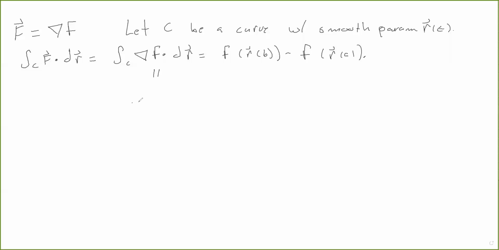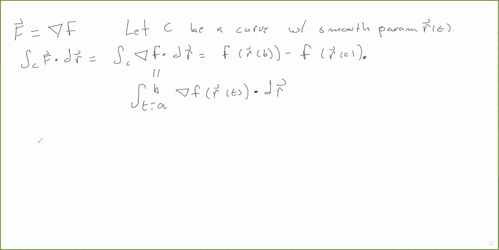And it looks even more like that when you consider that the way we compute this is the integral from t equals a to b of the gradient of f evaluated at r of t dotted with dr. So it's like the variable of integration is r, and then this is f prime. So an antiderivative of f prime is just going to be f. So this is very analogous to the fundamental theorem of calculus.